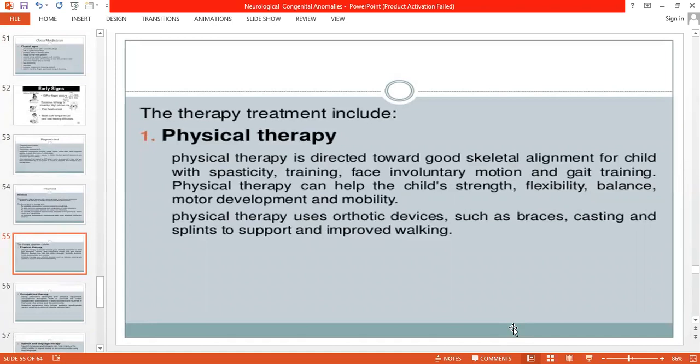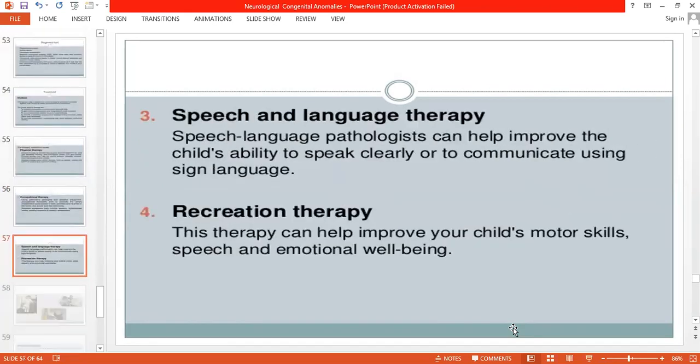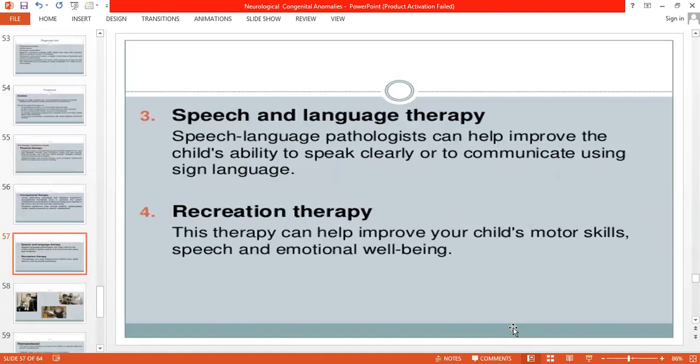Treatment includes physical therapy, occupational therapy, speech and language therapy, recreation therapy. You can read it out. Recreation therapy is very important to these children.